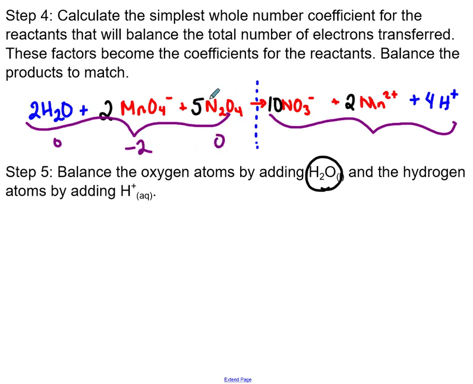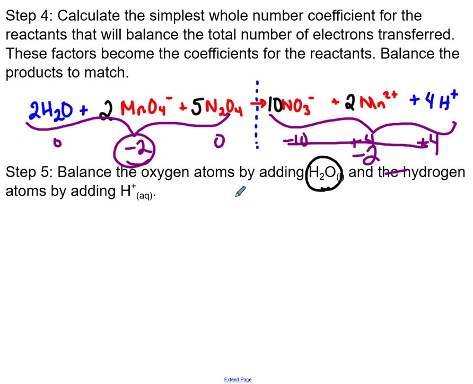How many charges are on the right-hand side? Well, 10 times -1 is -10. 2 times +2 is +4. 4 times +1 is +4. What does this side add up to be? This side's -10 plus 8 is -2. So this side is -2. This side is -2. Boom. We're balanced. Woo! That's what I'm talking about.